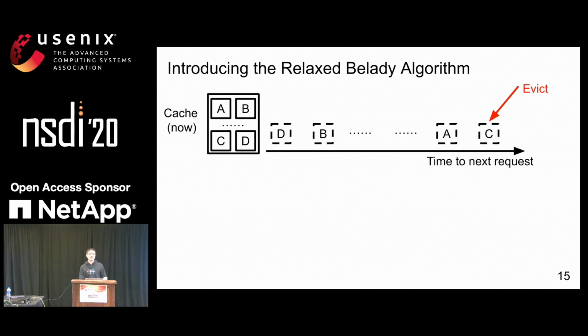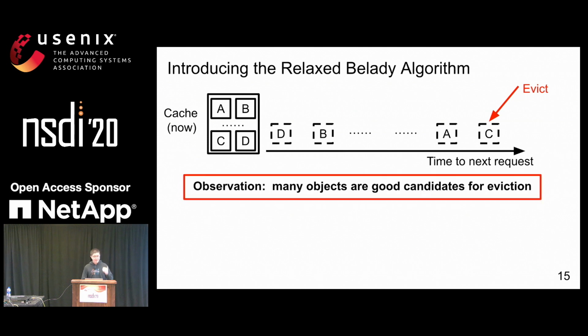To solve this challenge, we introduce the Relaxed Belady algorithm. Our key insight is that many objects are good candidates for eviction. To give you an example, let's look at the two furthest objects, A and C. Suppose A will be accessed again in a year, and C will be accessed again in 2 years. Both objects are similar for eviction now because neither of them is likely to receive another hit before exact Belady would evict them from the cache.